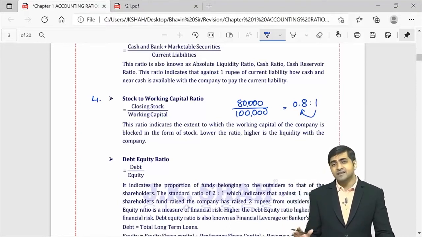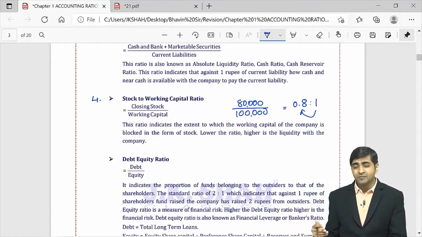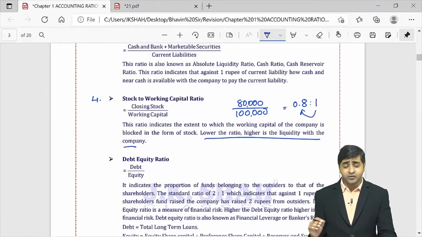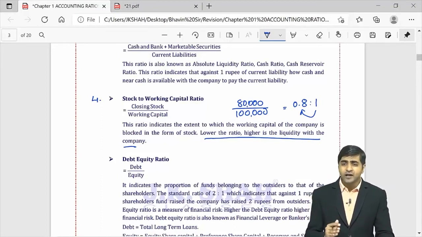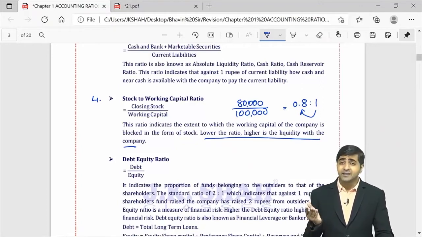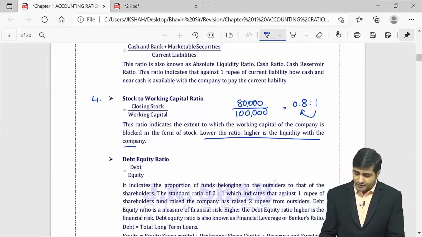Okay, if this ratio is higher, then the liquidity of the company is going to be lower, and the lower the ratio, the higher will be the liquidity of the company. So guys, this is relating to your stock to working capital ratio. If this particular ratio is lower, it means that the liquidity of the particular company is higher. If this ratio is higher, it means that the liquidity of the company is lower.